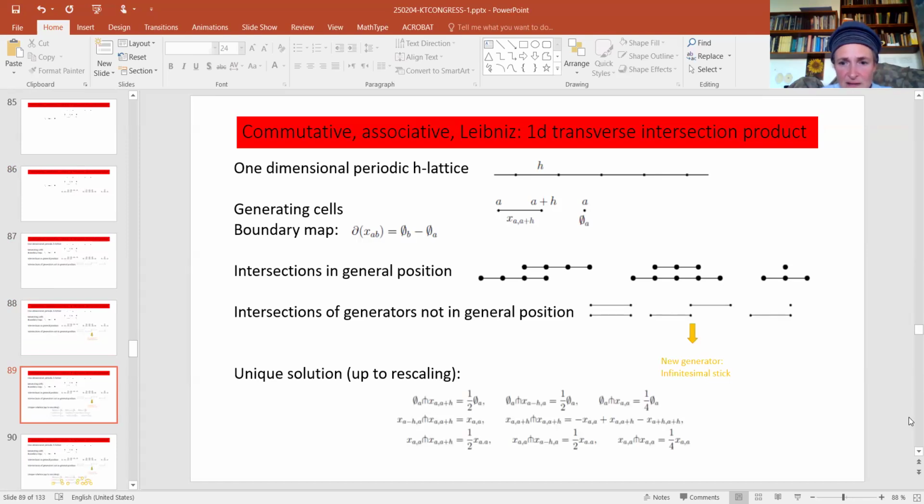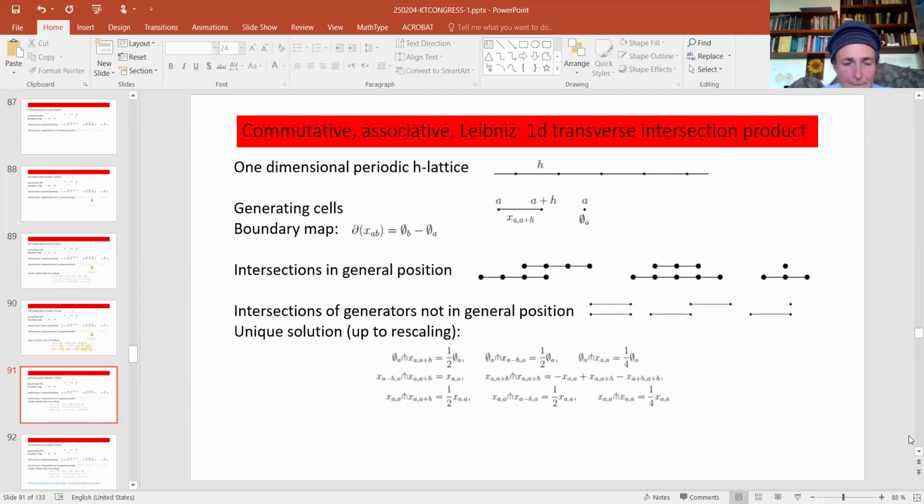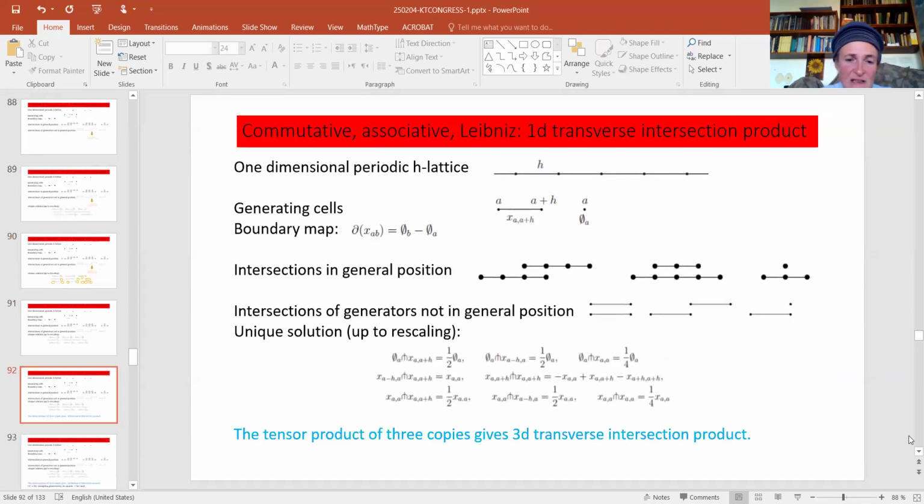Yes, and this X_AA means an infinitesimal. So this is X_AA plus H. So X_AA is just an infinitesimal object at point A. If these things weren't there, then you would have ordinary intersections, and that wouldn't satisfy all the properties. So that's what we have. And the tensor product of three copies gives the three-dimensional transverse intersection product we mentioned. You can do this in any dimension and get a transverse intersection algebra. But then Leibniz will only hold on the original complex. And if you want to truncate, you would have to truncate up to 2/3 of the dimension.